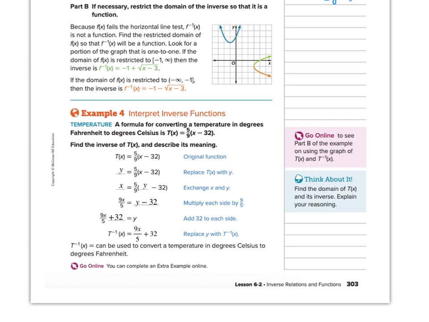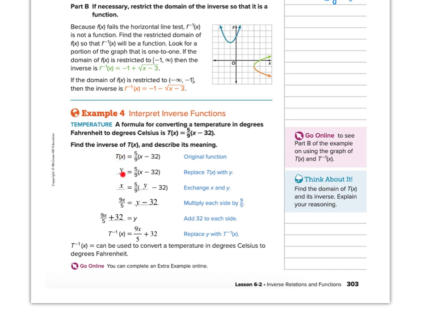So, interpreting inverse functions. Okay, we're going to do the same process here. It says the formula for converting a temperature in degrees Fahrenheit to degrees Celsius is T of x equals 5/9 times (x minus 32). So, degrees Fahrenheit to Celsius. To find the inverse of T of x, what would we do? We would do the same thing that we have been doing, the same actions.